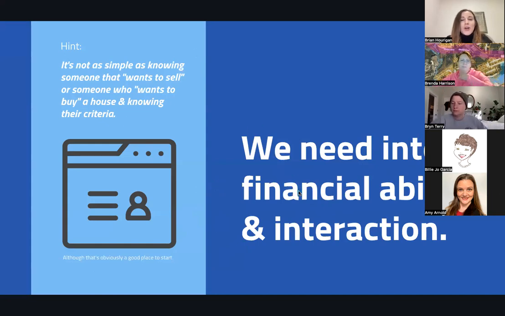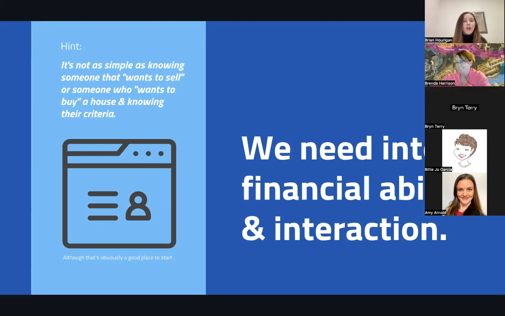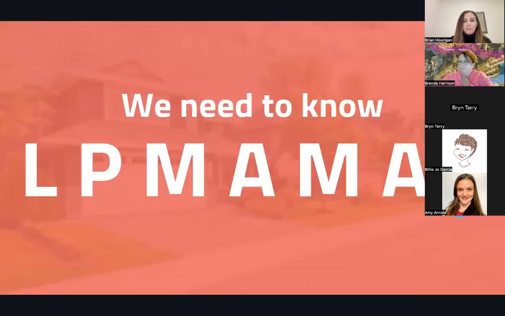It's a financial ability to do that and an interaction, right? Like I could tell you all day long what my dream home is. I could tell you all of the criteria, but it's not as simple as just knowing the criteria. There's got to be some money behind it, first of all, and they need to be ready to pull the trigger at some point, maybe not tomorrow, but at some point. And so recognizing the intent, the motivation, and the financial ability, and then obviously building that relationship with them.